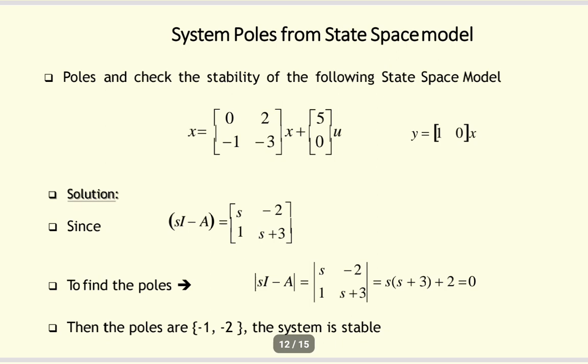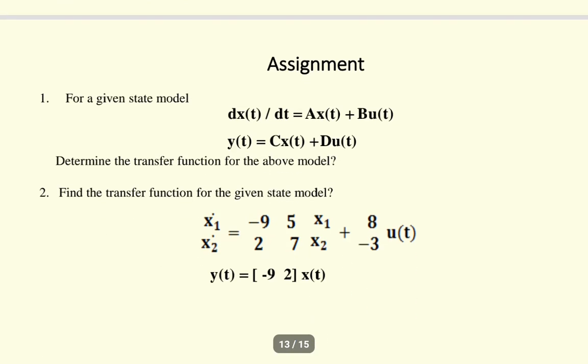Okay, from the state space model. Now the assignments are given to you. For the given state model, dx(t)/dt = Ax(t) + Bu(t), and y(t) = Cx(t) + Du(t), determine the transfer function of the above state model. Another question: find the transfer function for the given state model, [x1 dot; x2 dot] = [-9 5; 2 7] [x1; x2] state variables plus B matrix [8; -3] u(t), and y(t) = [-9 2] x(t).